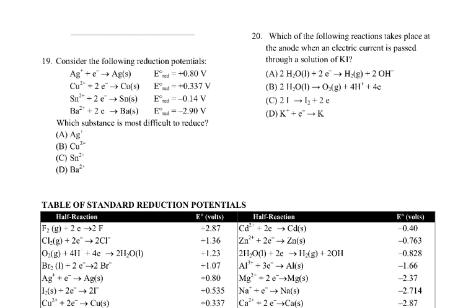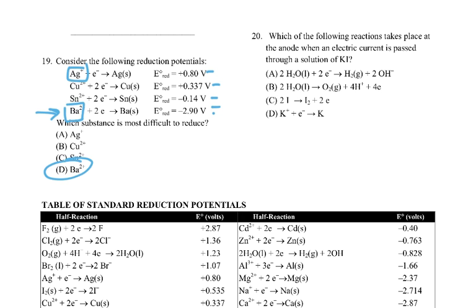Okay, consider the following reduction potentials. Which substance is most difficult to reduce? If we have these in order, and just double check that these are from high to low, that's good. Then this guy would be the most easily reduced. So this guy is going to be the most difficult to reduce. So the barium ion is going to be the answer that's most difficult to reduce.